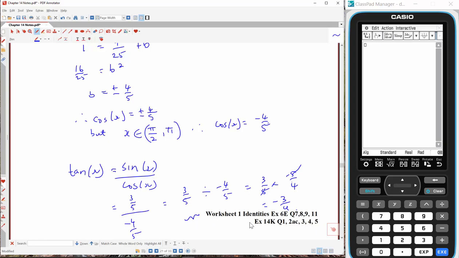Now we've got 2 things to go through today, the worksheet 1 identities task and exercise 14K. So not many questions in 14K supplemented by this first worksheet.